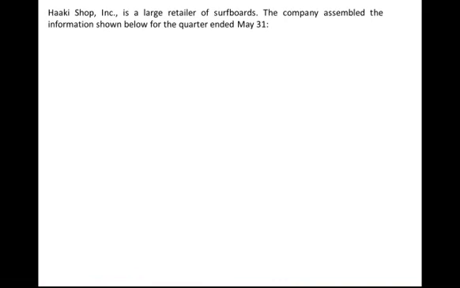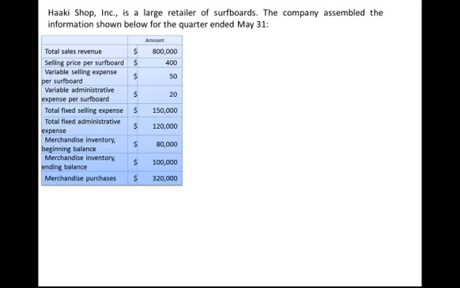In this example, we are going to look at and compare the traditional income statement with the contribution format income statement. We have a company that is a large retailer of surfboards. The company assembled the information shown below for the quarter ended May 31st. This information is going to be used in the preparation of the traditional income statement as well as the contribution format income statement.